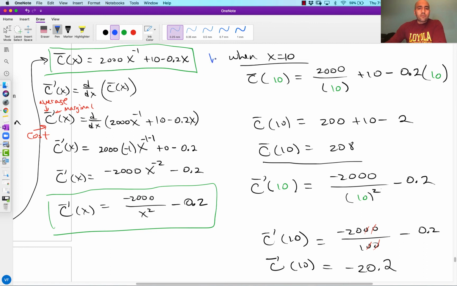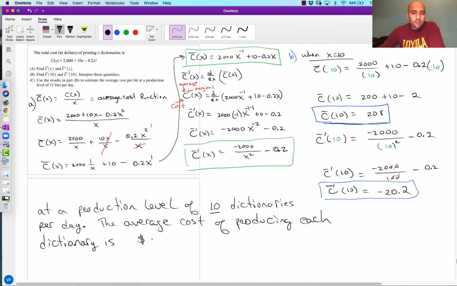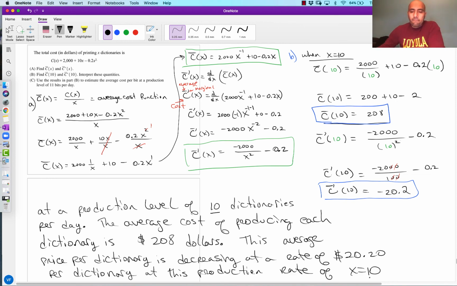Okay, so here's our answer for part B. When x is equal to 10, then this is our average cost, and this is our marginal average cost. Okay, at a production level of 10 dictionaries per day, the average cost of producing each dictionary is $208. This average price per dictionary is decreasing at a rate of $20.20 per dictionary at this production rate of 10.